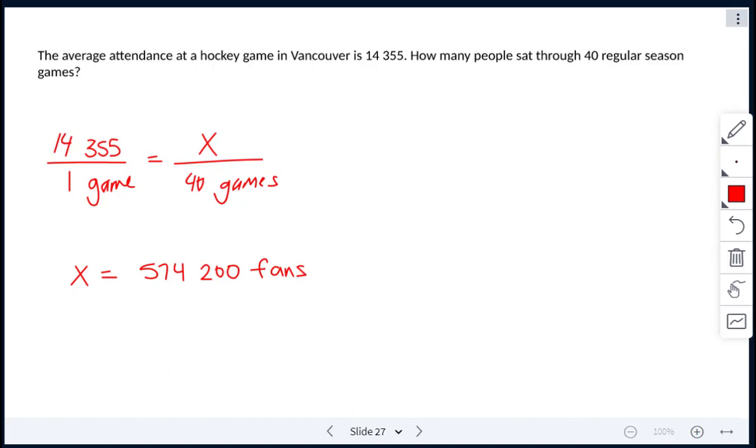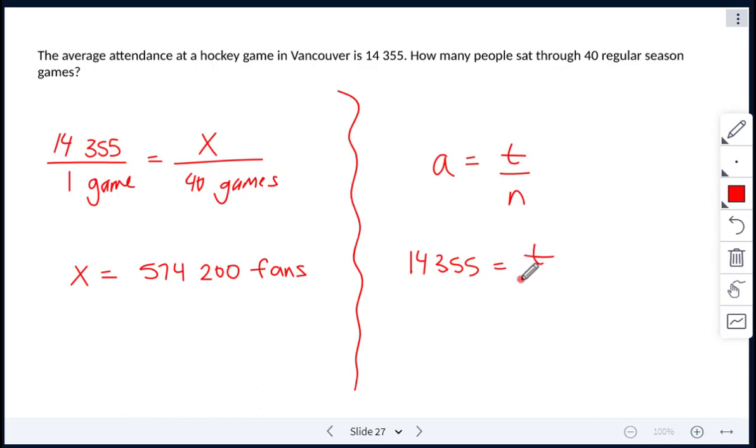All right, and we could do this as well using the formula if you wanted to use the formula. A equals T over N. We know the average is 14,355 and T over 40 like that. And again, we would cross multiply, which would give us the same answer of 574,200 fans.